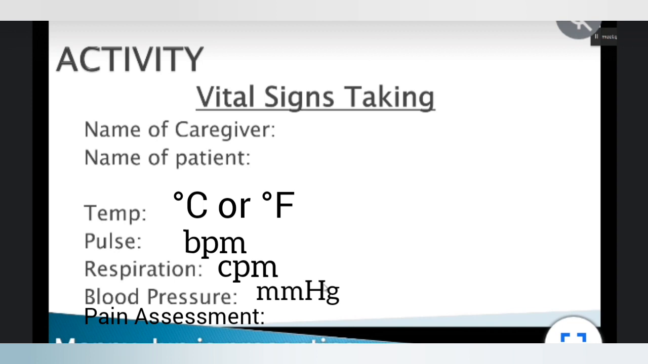Some patients don't mind what mmHg is, but at least you will know, for those caregiver aspirants. And last but not least, you will be asking for the pain assessment. You will ask if there is any pain in the body or not. If yes, then you will ask how painful it is, or what we call the pain scale.